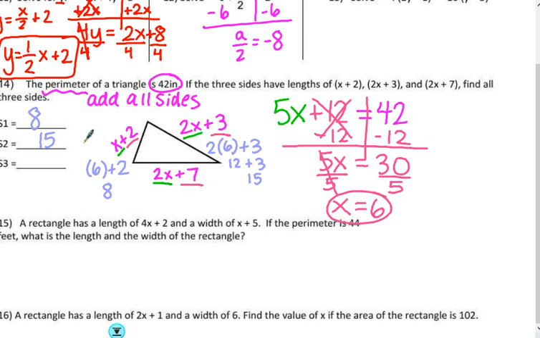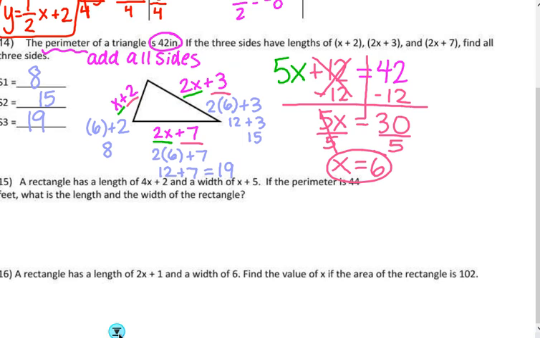And you might put yours in a different order, and that's okay too. This side would be 2 times 6 plus 7. That's 12 plus 7, which is 19. And this last side would be 19. So again, find your x value and then plug that x value back in.